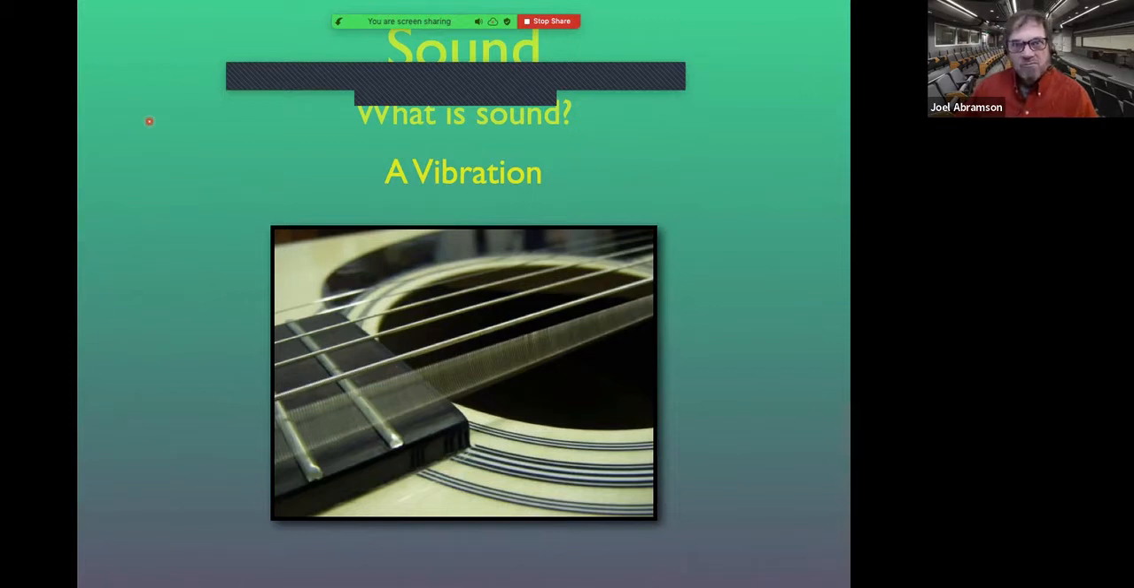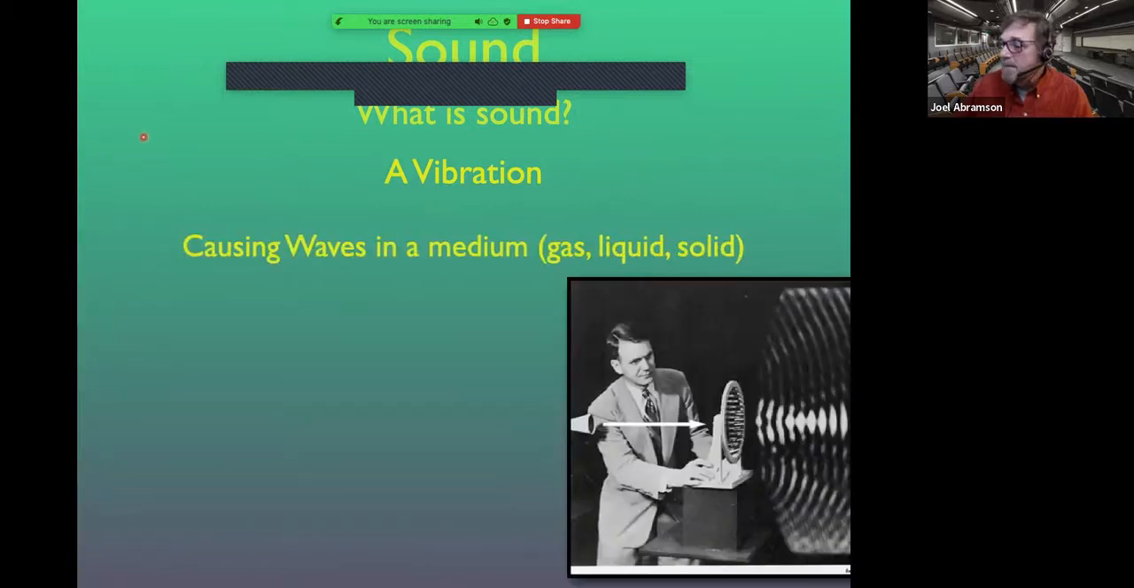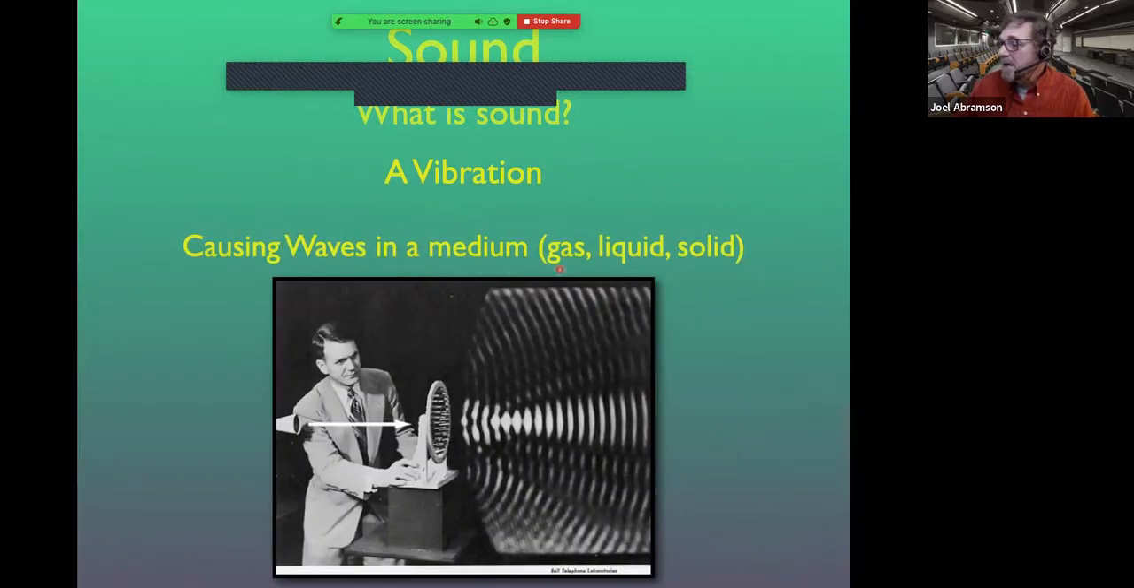Now, that sound doesn't happen unless it's in some sort of medium. So maybe it's in a medium like gas, like air, and it causes waves in that medium. Now it can also cause waves in these other mediums. If you've ever dove into the bottom of the swimming pool, you can definitely hear sounds there. People splashing around, people walking on the bottom of the swimming pool.